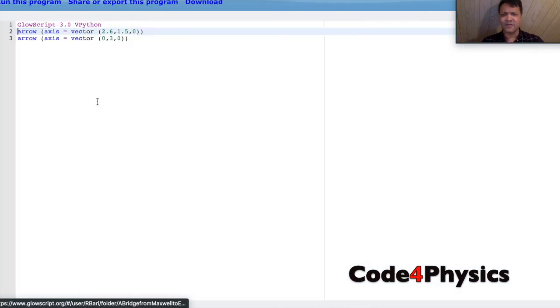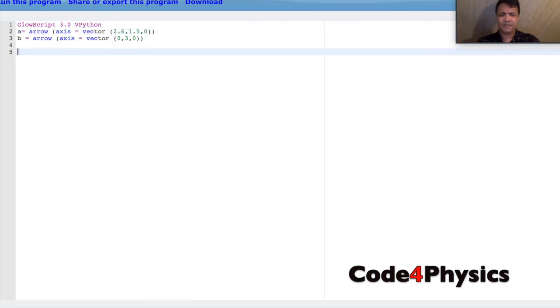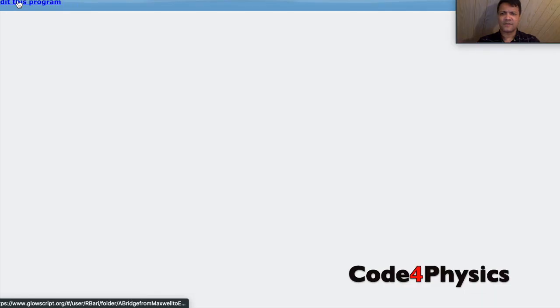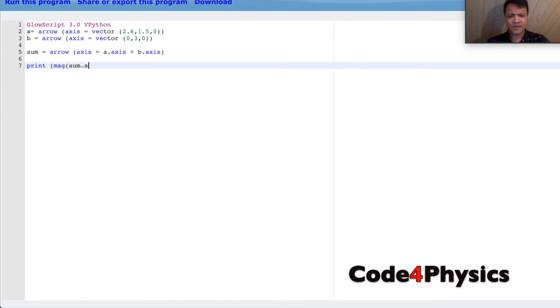Okay, wonderful. Now what are we going to do? We're going to add them. Sum equals arrow, axis equals a dot axis plus b dot axis. All right, let's see what we get. All right, that's it. Now we want to find the magnitude of the resultant, sum dot axis. All right, let's see.